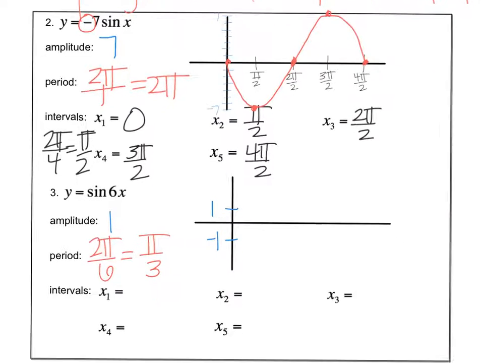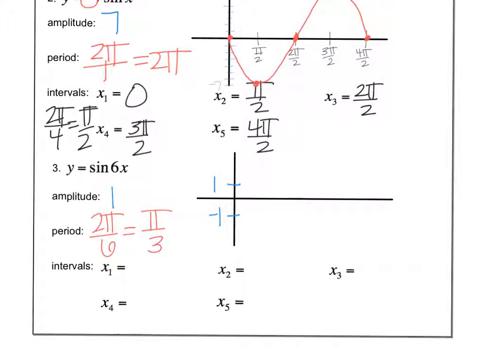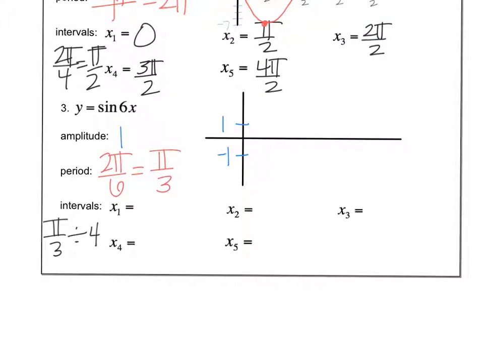Now the tricky part with this one is finding your intervals. To find the intervals, I have to take my period. That's what the whole length should be, and I have to split it into 4 pieces, don't I? So I have to do pi over 3 divided by 4. I would write it like that, not as a fraction. How do you divide with fractions? Times by the reciprocal, which would be 1/4, right? Isn't this pi over 12?